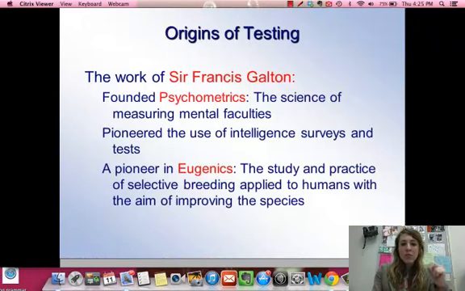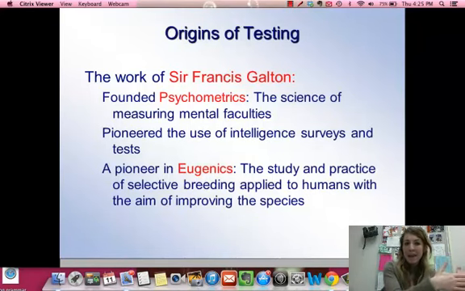So the origin of testing comes from Sir Francis Galton, and he founded psychometrics, which is the science of measuring your mental abilities. And he pioneered the use of intelligence surveys, and he used this to try to do selective breeding or eugenics. So if you did well on the intelligence testing, they would encourage you to breed, and if you didn't, they would try to push you away and not breed, and then get a supreme society. A lot of these ideas were intermixed with Nazism.